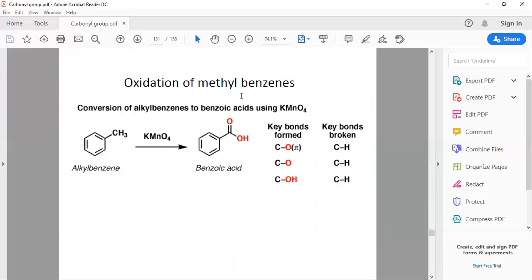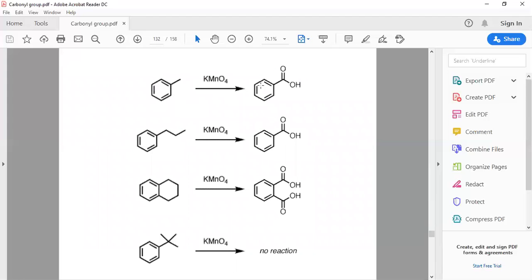Next is the oxidation of methyl benzene. Whenever you have alkyl benzenes, for example here the toluene, when it is reacted with the oxidizing agent it forms benzoic acid. You can see here the toluene forms benzoic acid. Also when you have butyl benzene or propyl benzene, it forms benzoic acid. When you have such kind of product, on oxidation the rings open to form the phthalic acid. And in case of tertiary carbon, this is the tertiary carbon and this is not possible, it will not get oxidized.